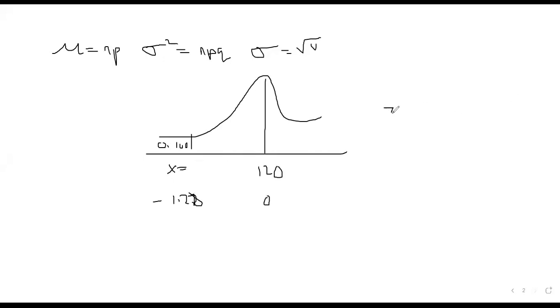So we know that z is equal to what? X minus mu over standard deviation. So negative 1.28 is equal to what? X minus mu, which is 120, divided by what? Our standard deviation. What is our standard deviation? 20. Yes, can you calculate? Find the value.